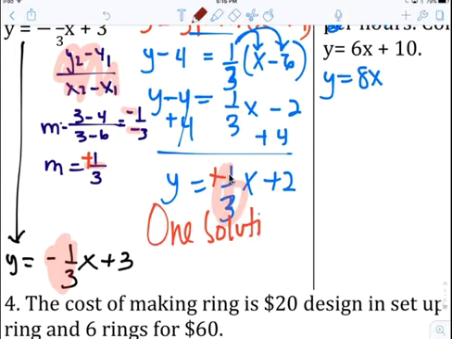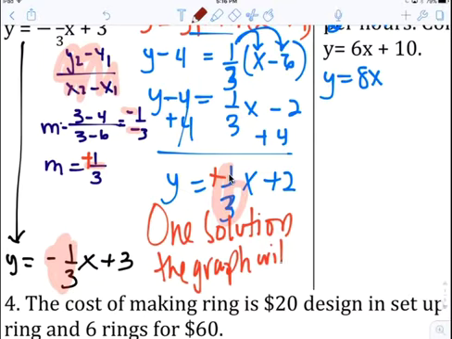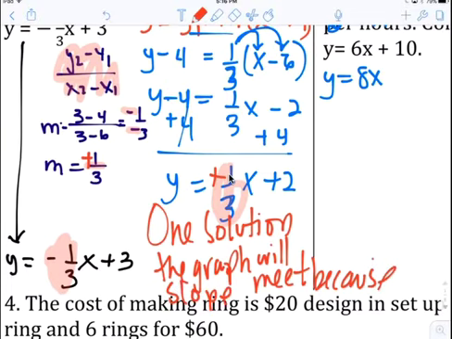The graph will meet because the rate of change is different. Rate of change is different. Let's use slope here, shorter. We'll meet because slope is different.